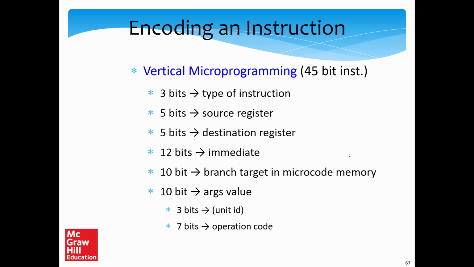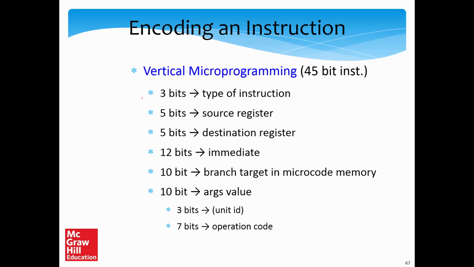All right. So there are two types of microprogramming. One is called vertical microprogramming, which has some advantages, and the other is horizontal microprogramming. So let's consider a micro instruction and how it's encoded. This is one particular way of encoding a micro instruction.